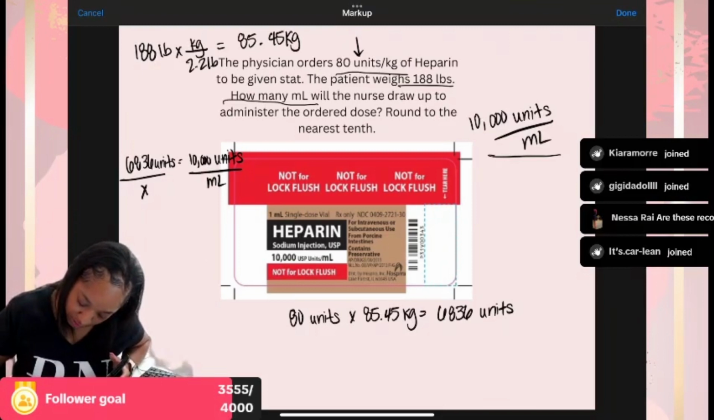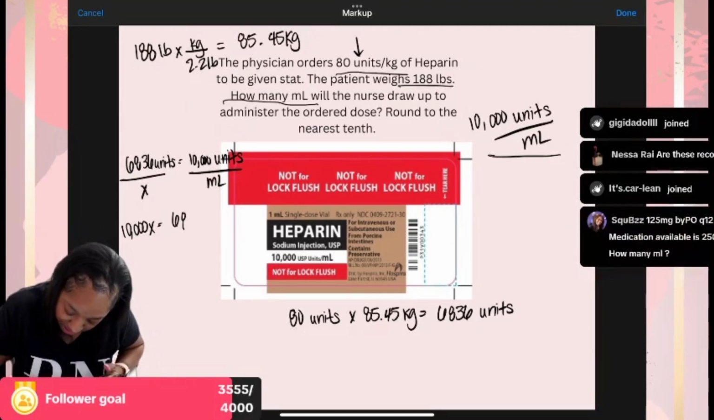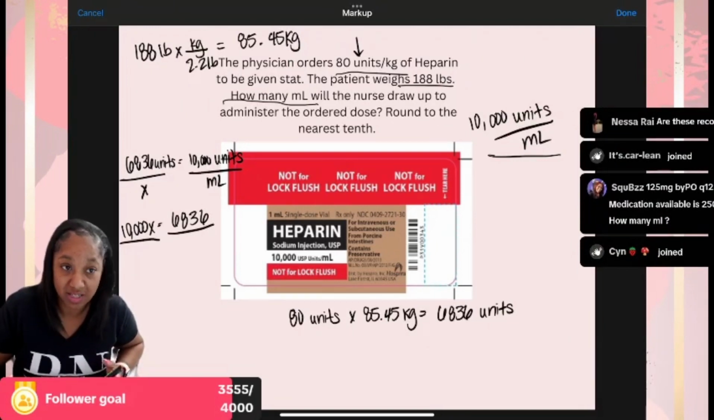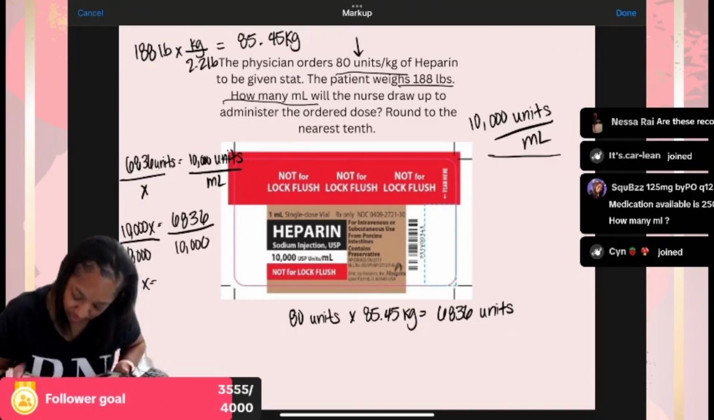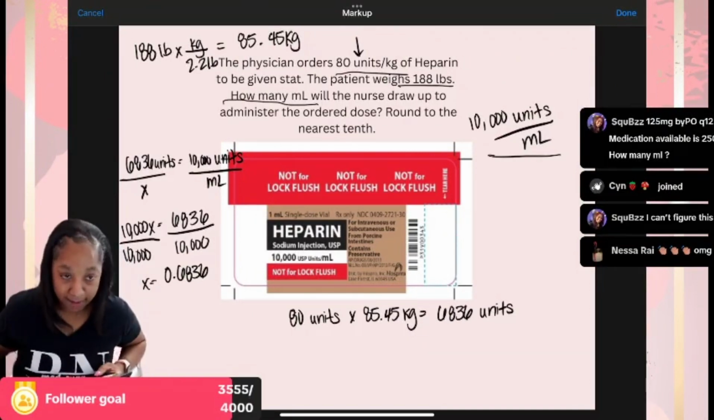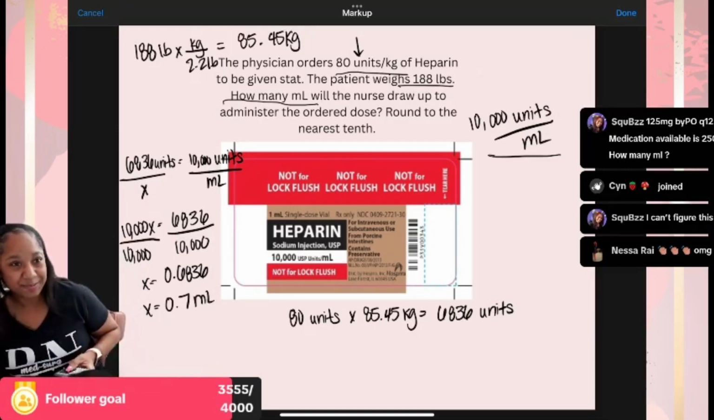Alrighty, so we're going to cross multiply. 10,000 x equals 6,836. You're going to divide on both sides by 10,000. And you'll get what? 0.6. Okay. And then that's what? To the nearest tenth. Okay. That's how you find that one.